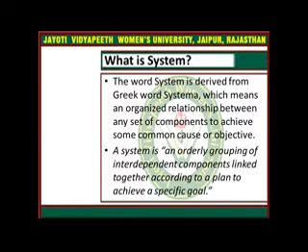Now, what is a system? The word system is derived from the Greek word systema, which means an organized relationship between any set of components to achieve some common cause or objective. A system is an orderly grouping of interdependent components linked together according to a plan to achieve a specific goal.